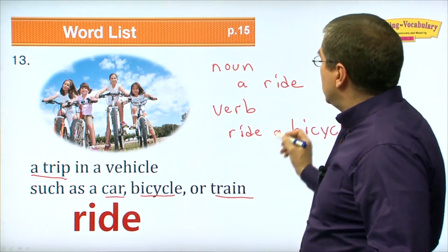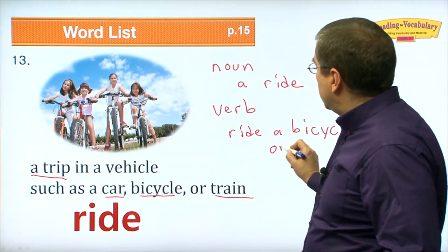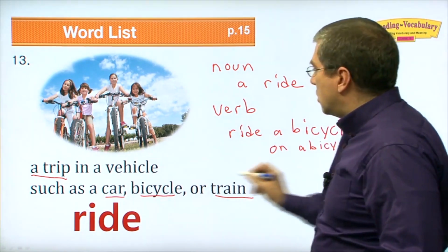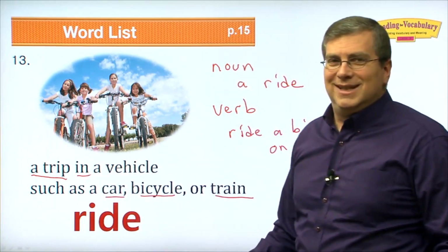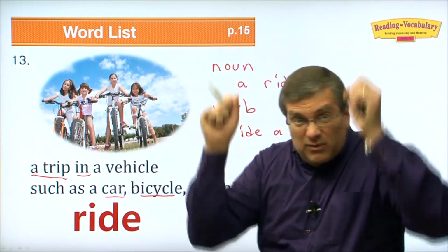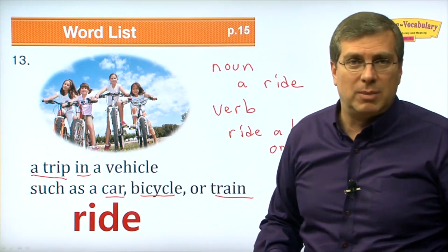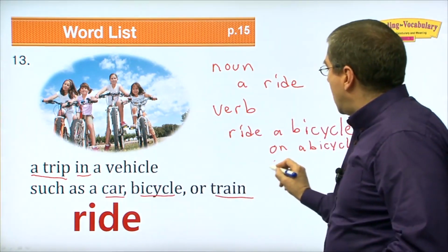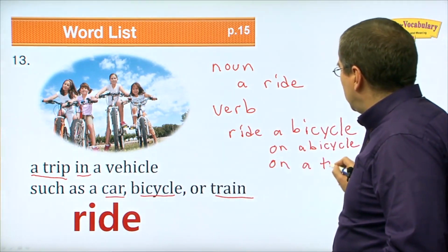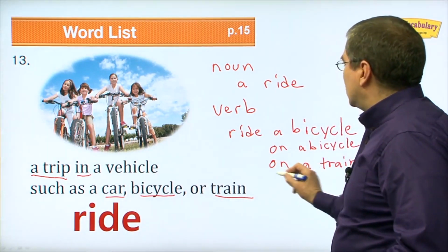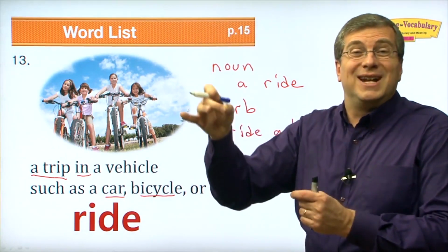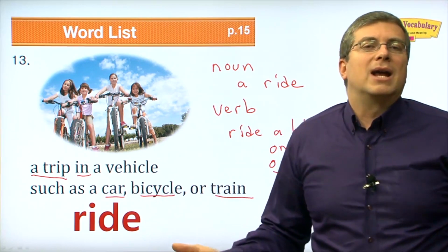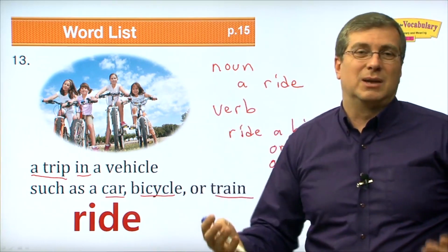But be careful. When you ride on a bicycle, right? You don't ride in a bicycle. You can't ride inside the bicycle. That's very strange, right? You can't get inside your bicycle. You can ride on top of your bicycle. Ride on a bicycle. Ride on a train, but be careful. We say on a train, but we're not on top of the train. That's crazy, right? That'd be really dangerous. We're inside the train, but we say ride on a train. English is crazy sometimes. I'm sorry.